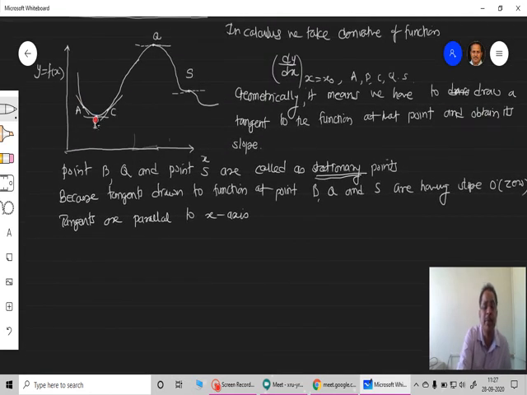If I draw a tangent at this point A, I'll find the slope is going to be negative, in the sense that the curve has a negative slope. So here dy by dx, if I find it out, is found to be negative. Then at point C, I find the slope is positive.